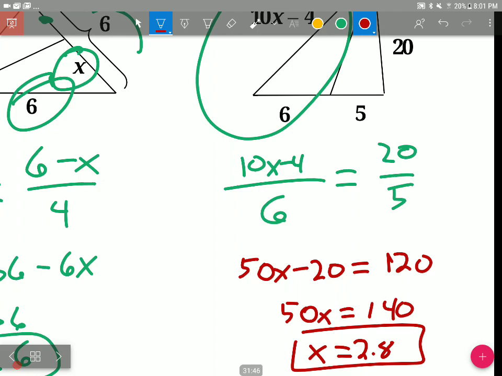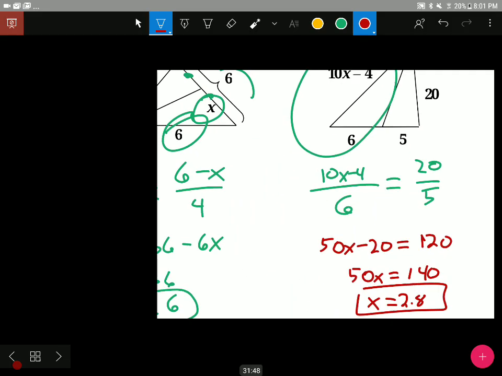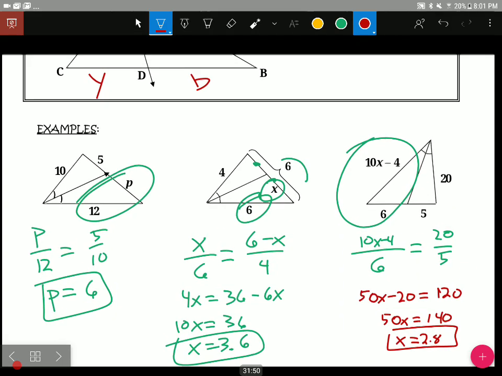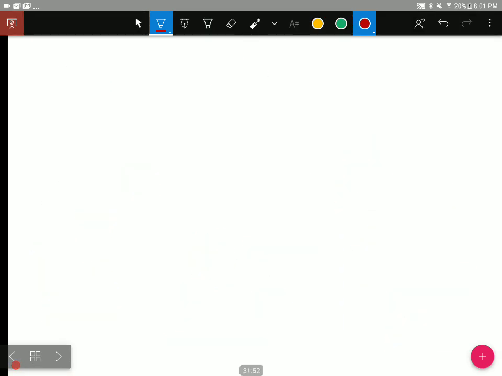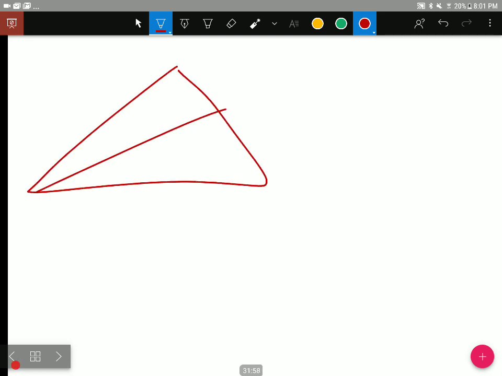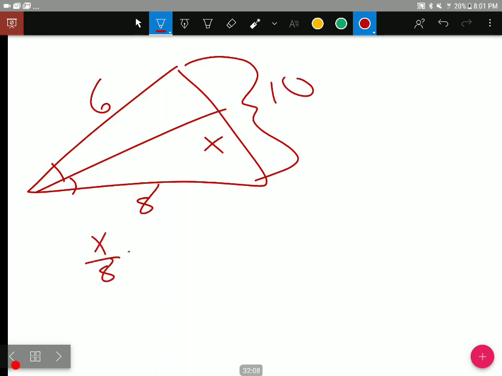Oh, there are 2 more on there. So you can do the last 2 on your own. Pause. Okay, I'll put the last 2 up here real quick. We got one triangle. You can marvel at my artwork. Isn't it glorious? 6, x, 8, and 10. So x is to 8 as 10 minus x is to 6.